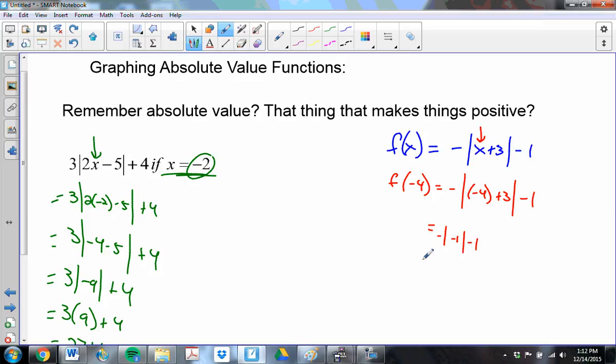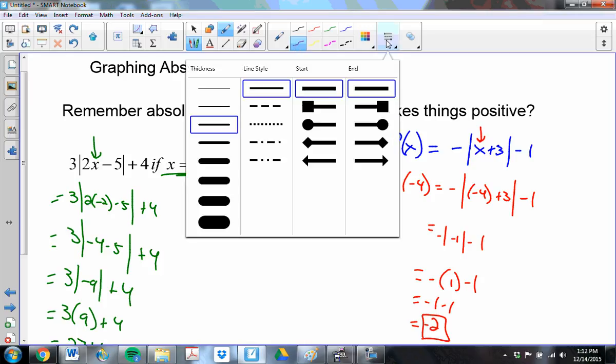The absolute value of negative 1, well, it's going to get kind of confusing. Right here I'm looking. The absolute value of negative 1 is 1. I'll write that this way. And then this sign here makes it negative, and negative 1 minus 1 is negative 2. All those negative 1s got a bit confusing, so I'll do another example.